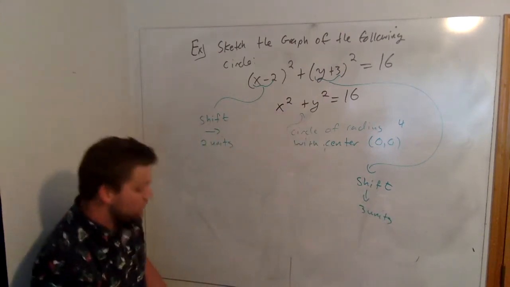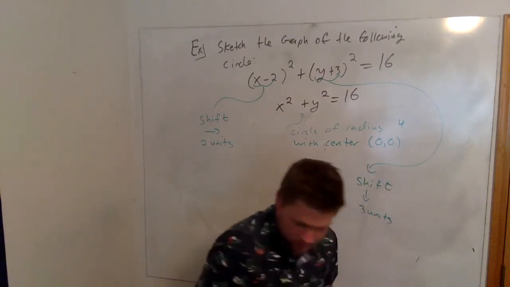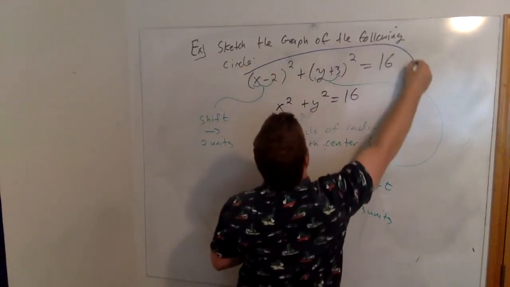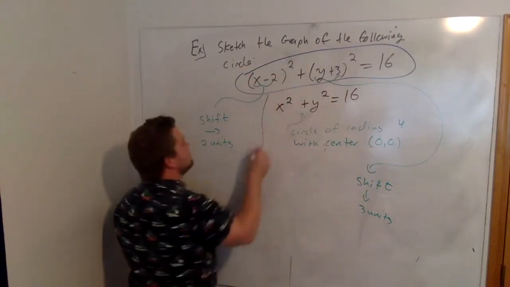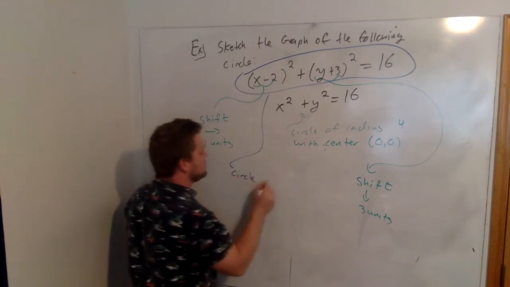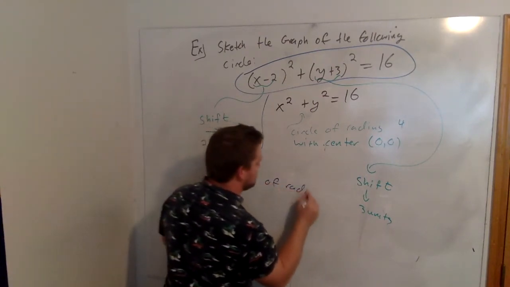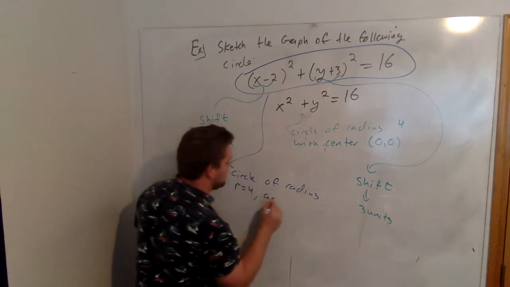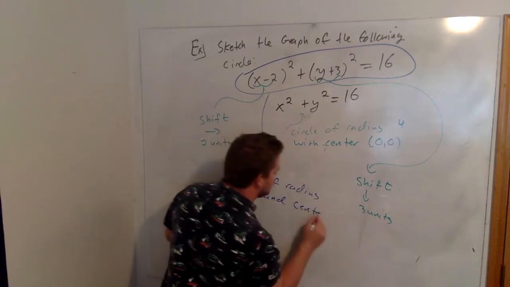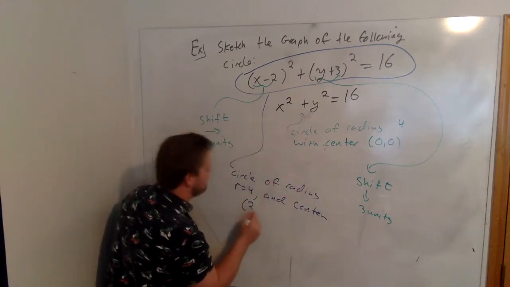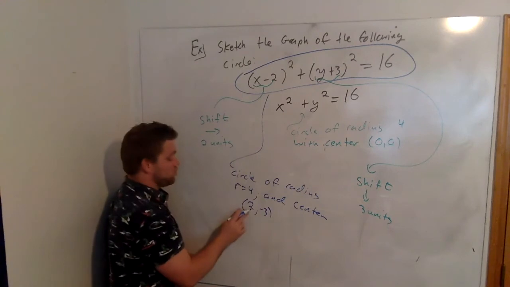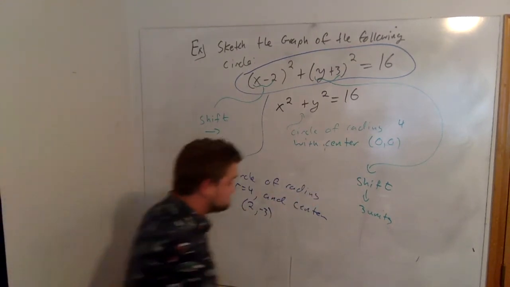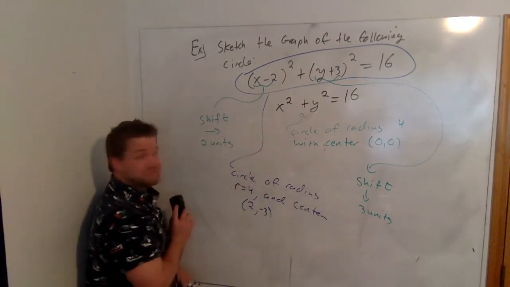Okay. So for this circle right here, let me get a better marker. If we're just trying to write down its key features, this is a circle of radius 4, say r equals 4, and center at (2, negative 3), since it shifted to the right 2 units and down 3 units. Okay, from here we can sketch it. I'm going to erase some of this here.